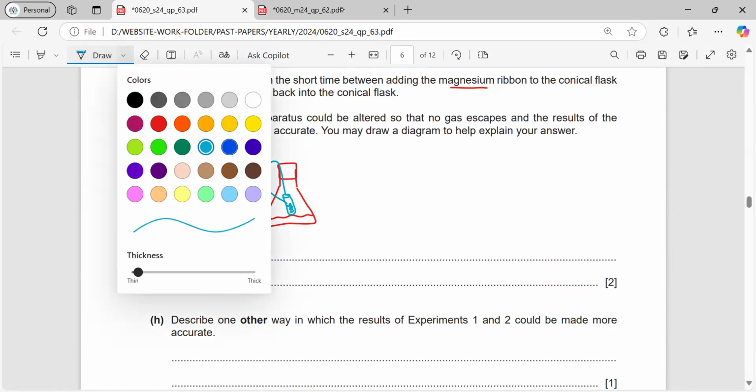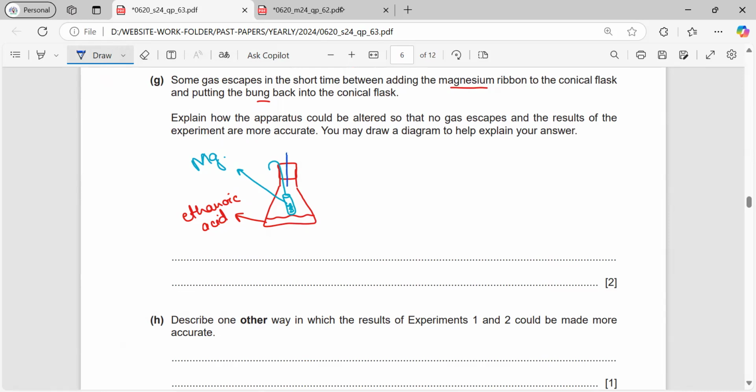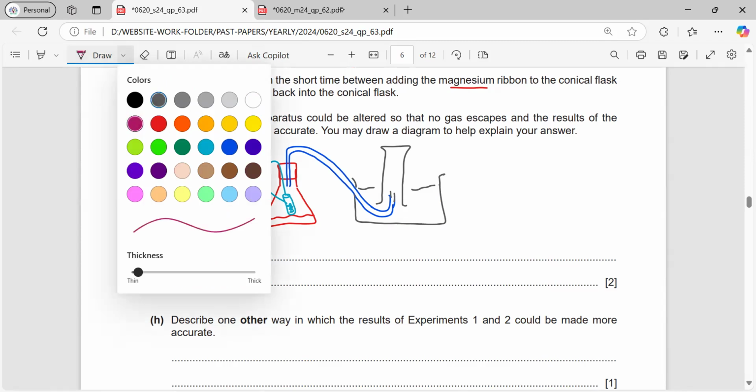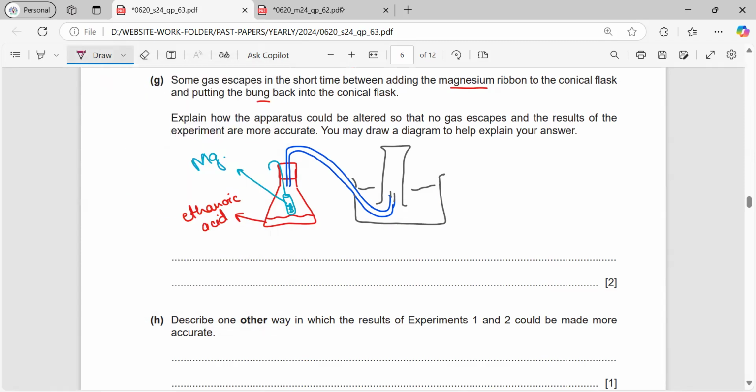And then we have the rest of the setup. We have a delivery tube, and the delivery tube is going into an inverted measuring cylinder, and it is all placed in a water bath. When we want to start the experiment, we can pull the thread, and the magnesium-containing test tube will fall into the ethanoic acid and they start reacting.